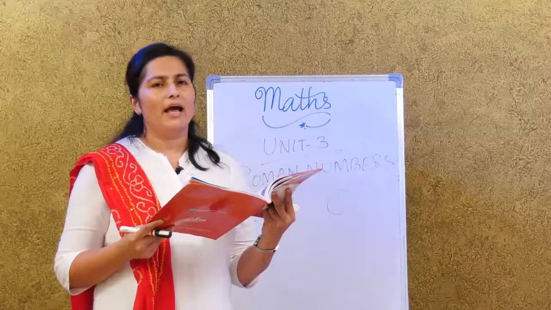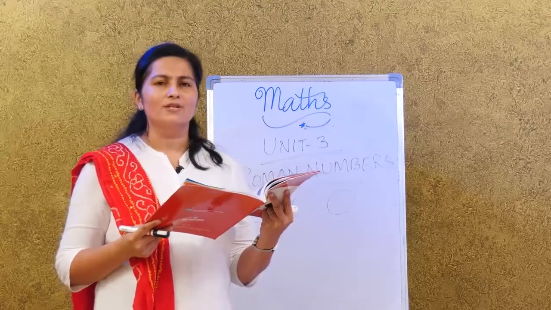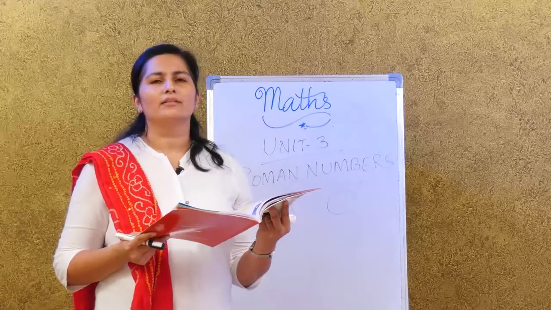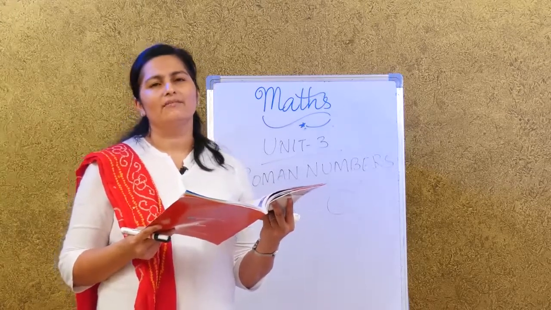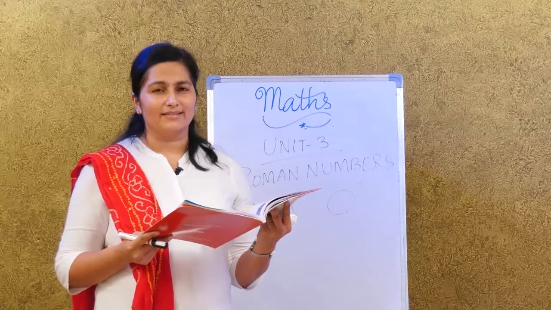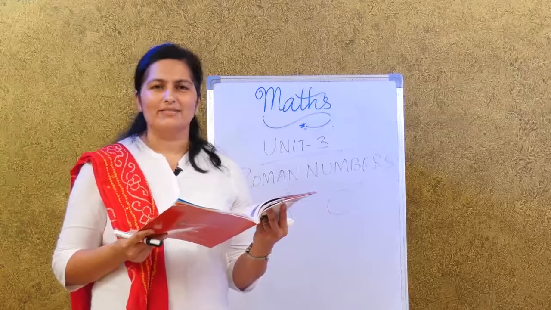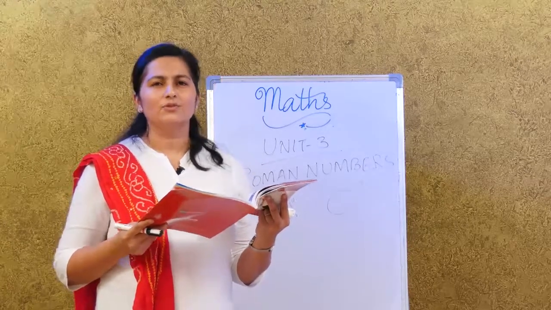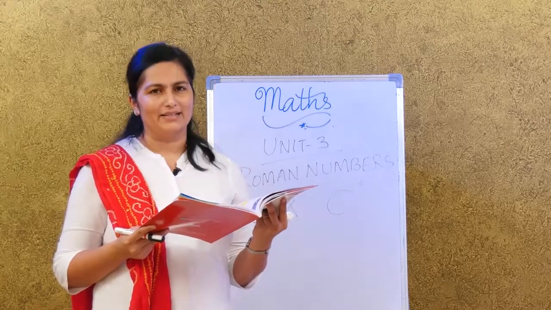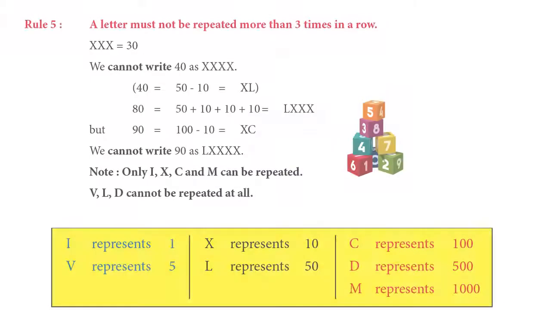Now did you understand? As we go ahead, you will understand more. So let's go to rule number 5. It's very important that you learn these rules, only then can we understand the chapter better. That's why it's given in red, it's very important. So please try to learn it by heart and do a few exercises with it, and then it will be clear in your mind. Rule number 5. A letter must not be repeated more than 3 times in a row. Look at the example on the screen.